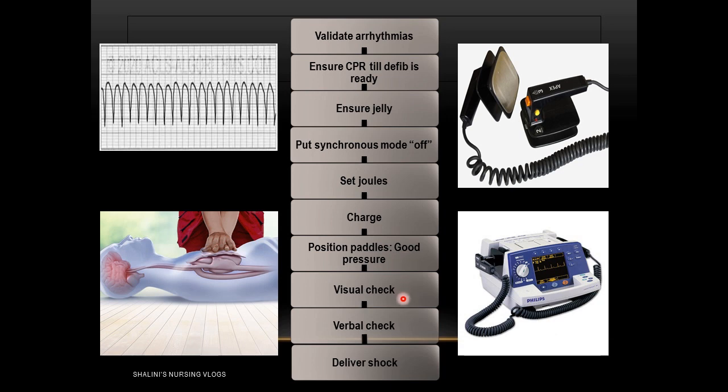Visually check whether the power source is off, the oxygen source is off, and that all the health personnel around you are away from the equipment, away from the bedside and away from the patient. Verbally check it, spelling out all clear, and then you deliver the shock.